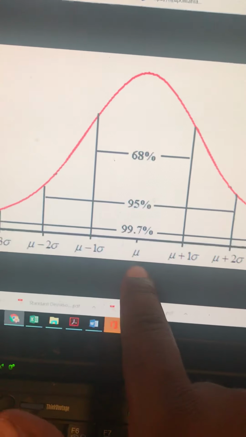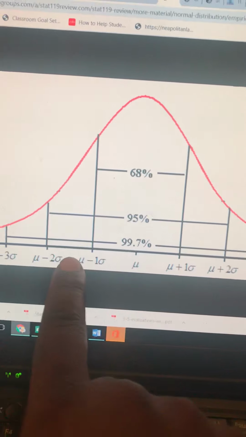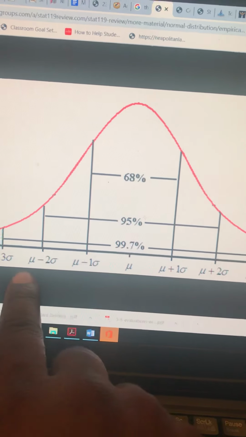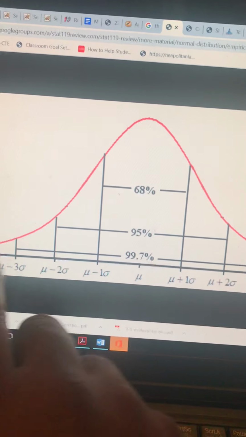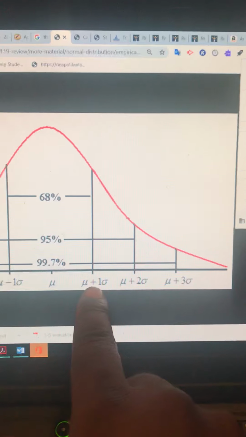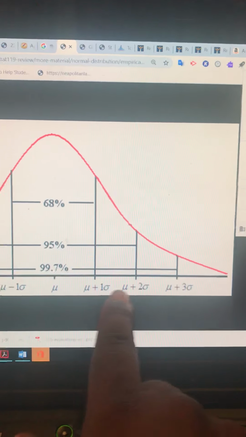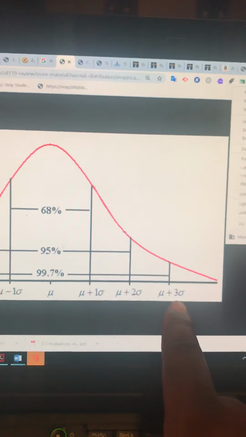Remember, this U is actually going to be the mean. This is one standard deviation below the mean, two standard deviations below the mean, three standard deviations below the mean. On the upside, this is going to be one standard deviation above the mean, two standard deviations above the mean, and three standard deviations above the mean.